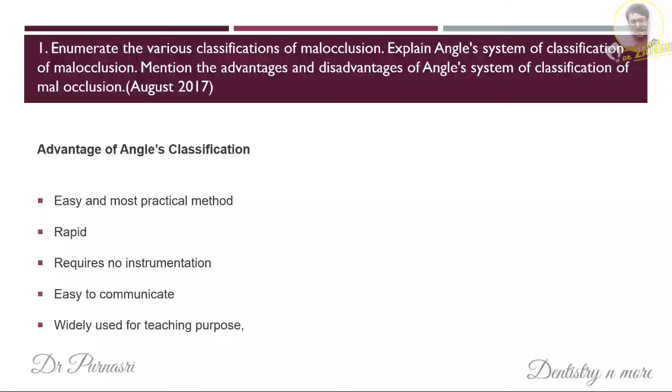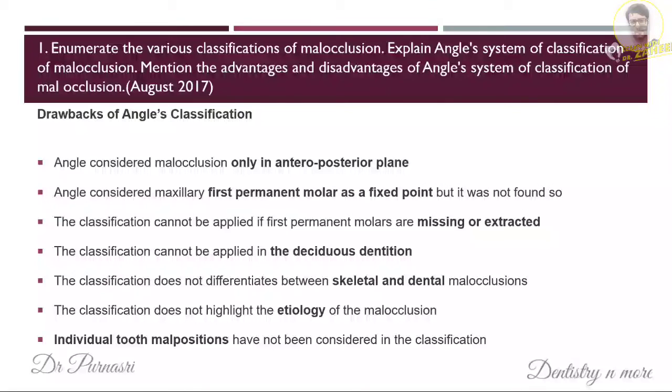Then coming to the disadvantages, we have that it describes the malocclusion only in the anteroposterior plane. So when I say class 1 malocclusion, you won't know if there is a deep bite or an open bite, or if there is a constriction, crossbite. It does not explain all of that. So it explains only in the anteroposterior plane. And another drawback is that Angle considered the first permanent molar as a fixed point, but it was not found so. The first permanent molar can also be defective. He did not take that into consideration.